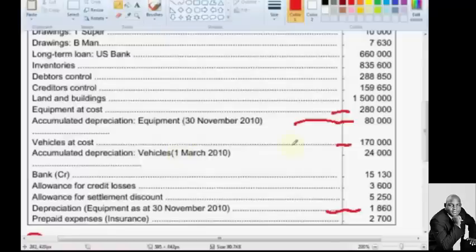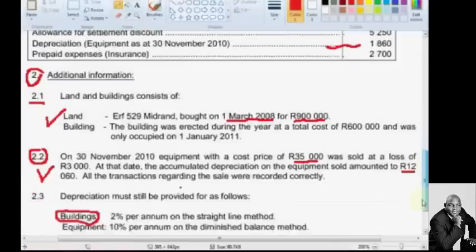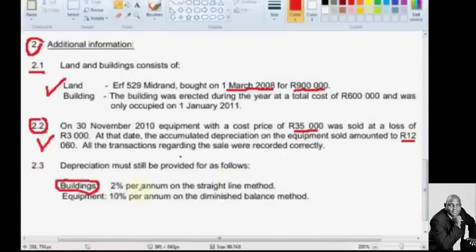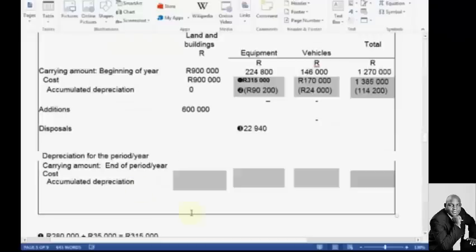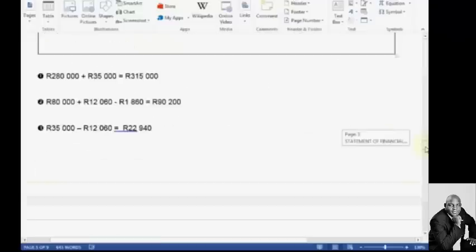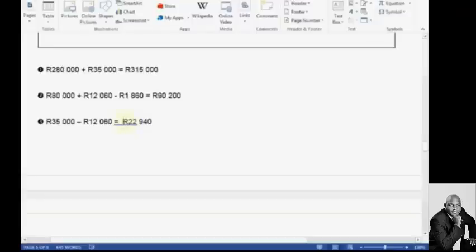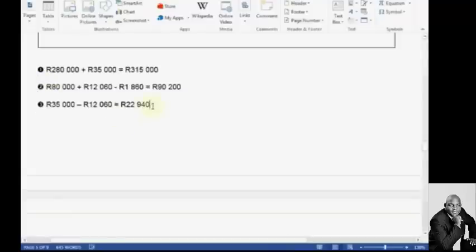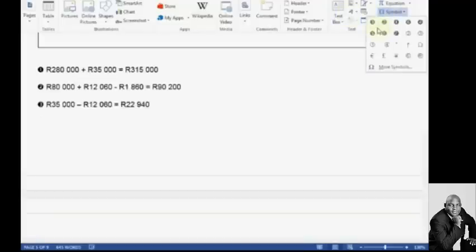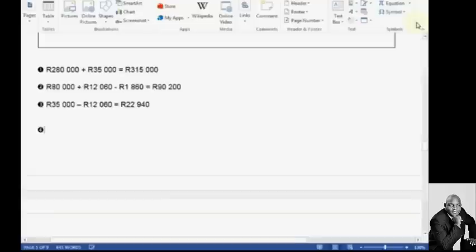Okay, so now start with property. We need to go back to our trial balance where they show us how to calculate it. They said buildings is 2% per annum with the straight line method. So that's a very easy one. 2% per annum. So let's do the workings. Let me see if I can fit everything in here so we don't go to the next page. It always takes more time to move up and down. Okay, so we put workings number 4.